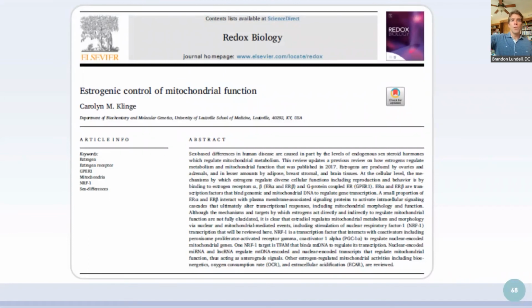Another study just showing how estrogens control the mitochondria. So if you have too much or too little of the estrogens, it really is not going to be conducive to healthy mitochondrial protection. If you have estrogen dominance, progesterone also is critical. So this endocrine mitochondrial connection should not be overlooked.